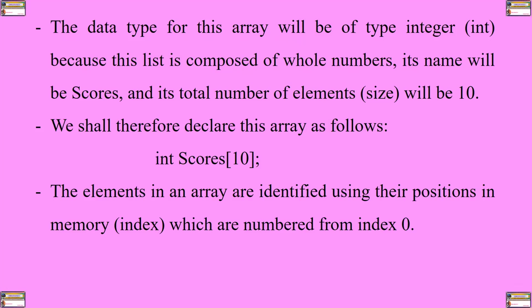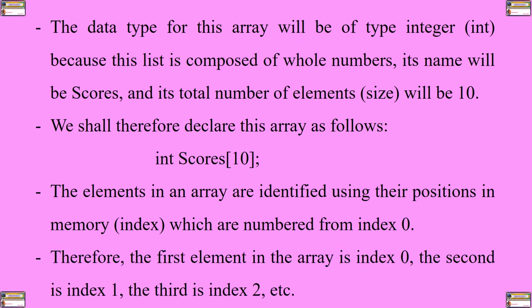The elements in an array are identified using their positions in memory. That is what we call the index, which is numbered from index 0. So the first element in the array will always be identified with index subscript 0, the second one will be identified by index subscript 1. The third is index subscript 2, and the same continues, and therefore it means that the last element, that is the 10th element, will be identified by index subscript 9, because the first one is 0.